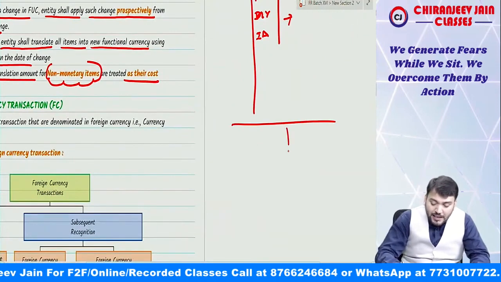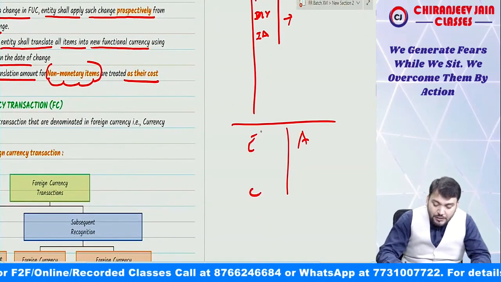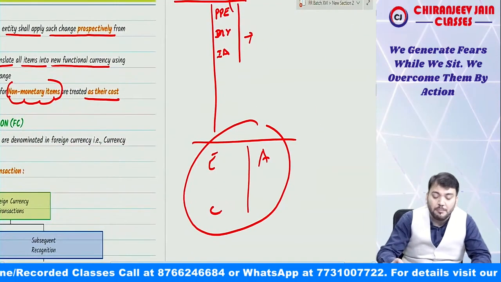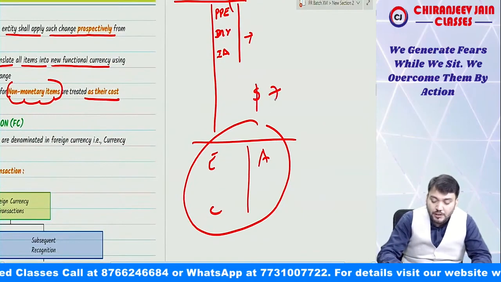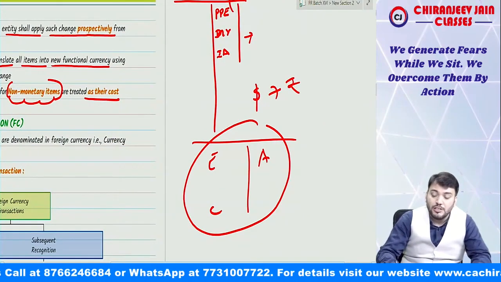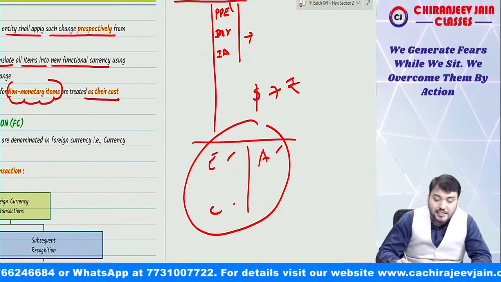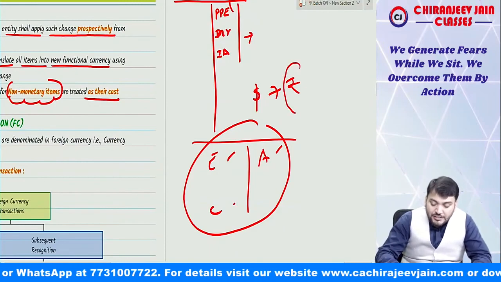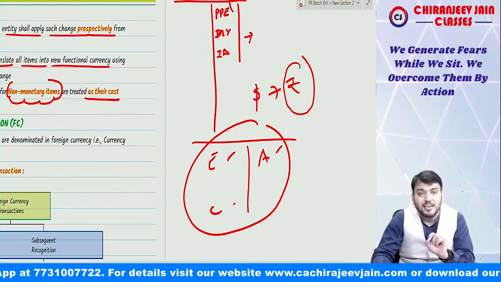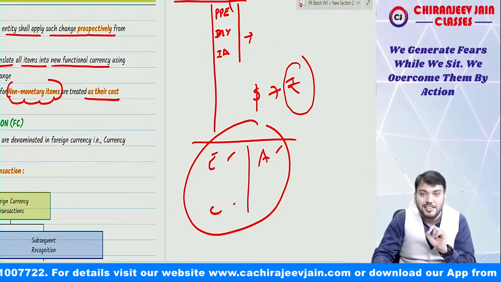So all asset, liability and equity will be translated. For example, previously it was dollar, now your functional currency becomes rupees. So you need to translate all asset, liability, equity as per the exchange rate of the new functional currency on the date of change.